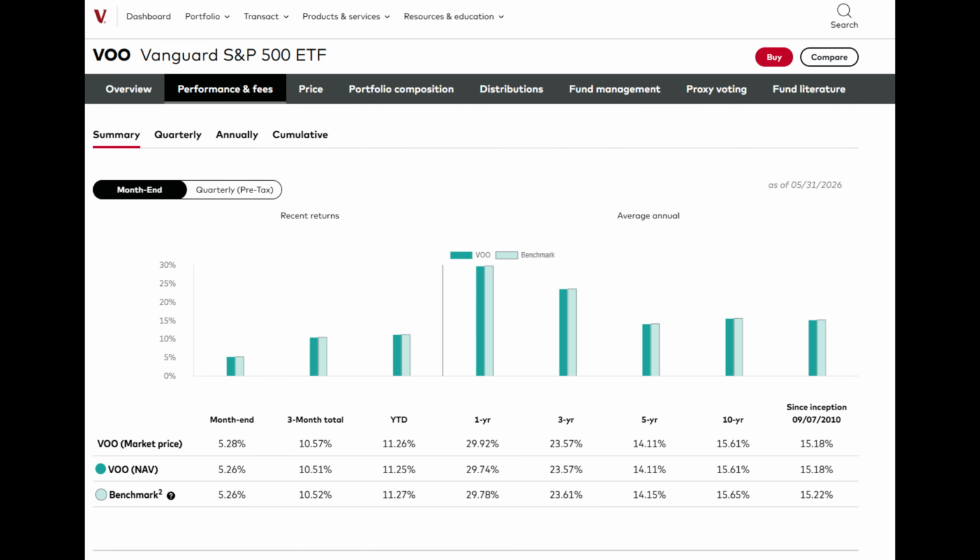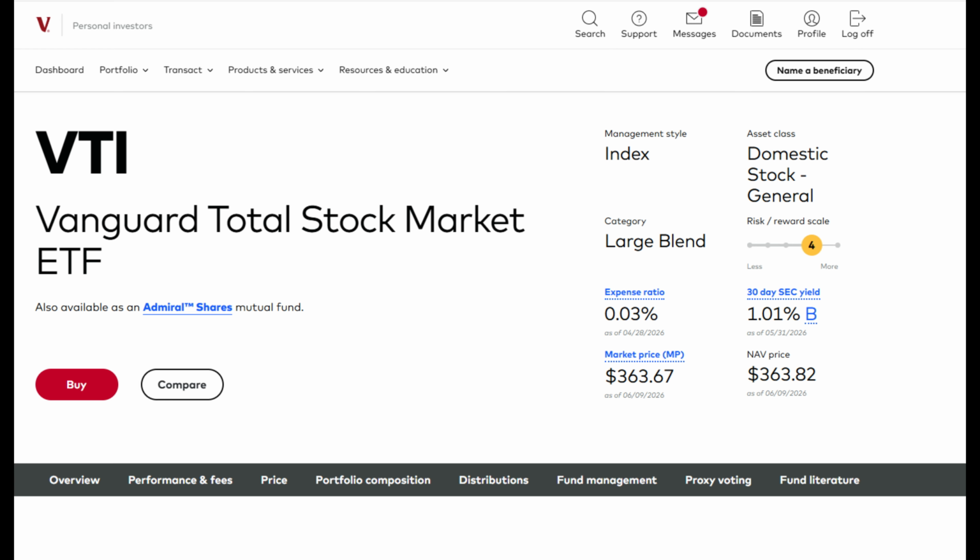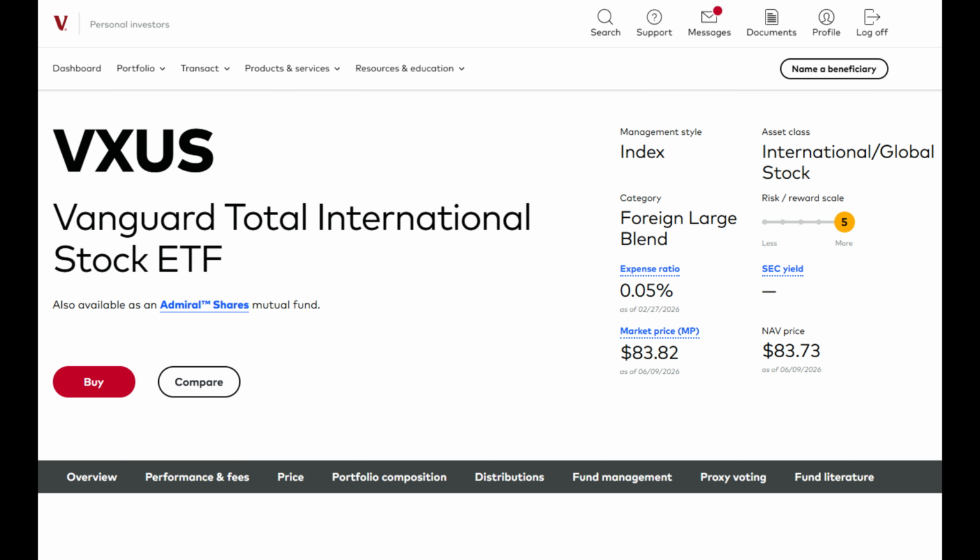Number 3. Historical performance. Past performance doesn't guarantee future results, but it helps you understand how the fund behaves through different market environments. If you're just starting your investing journey, here are 3 categories many long-term investors begin with. VOO, Vanguard S&P 500 ETF. Tracks 500 of America's largest companies. VTI, Vanguard Total Stock Market ETF, provides exposure to nearly the entire U.S. stock market. VXUS, Vanguard Total International Stock ETF, adds diversification outside the United States.